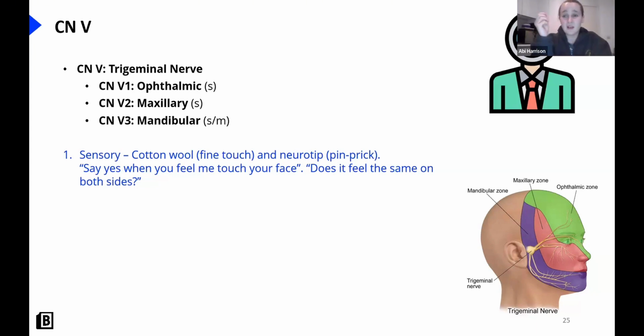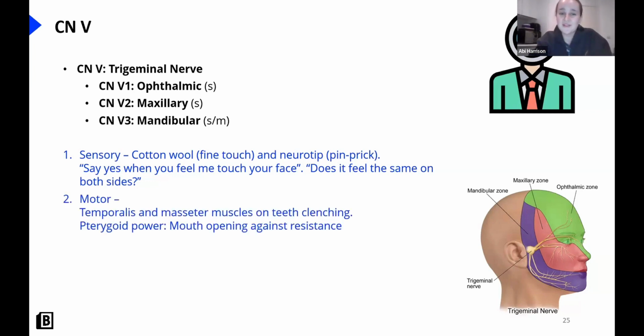And don't say, can you feel this? Can you feel this? Ask the patient to say yes when you touch each side of their face, so they're saying it themselves rather than reactively giving you the answer that you want. And also, after I've tested each division, I'll ask them if it feels the same on both sides. So I'll touch one side, I'll say yes when you can feel it, yes, yes. Did that feel the same on both sides? Yes. And then move to the second division.